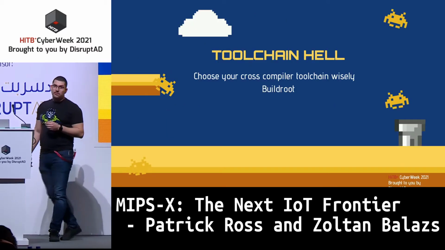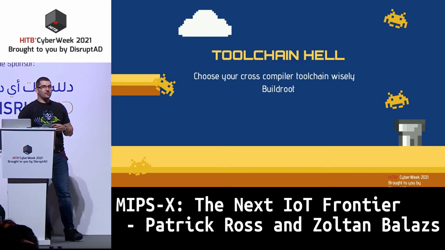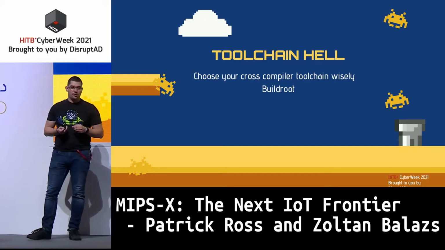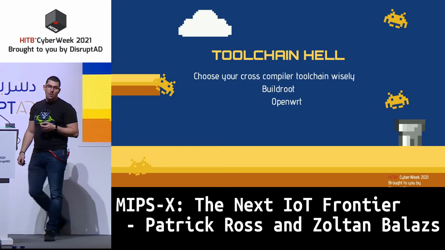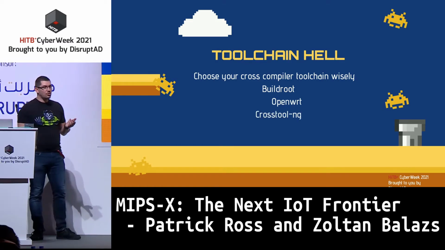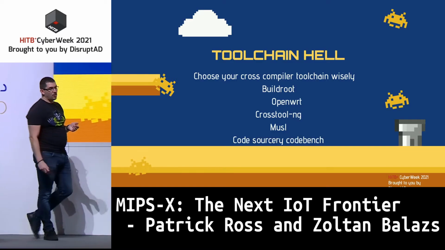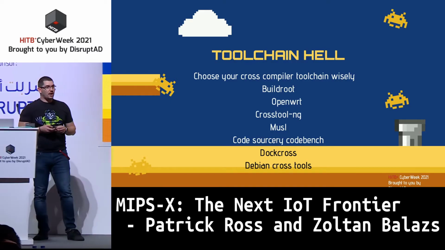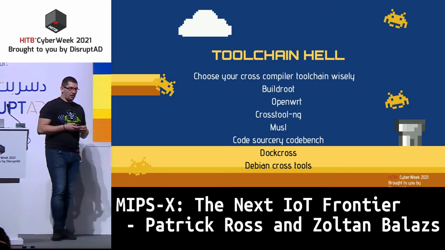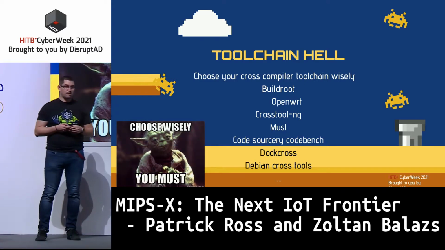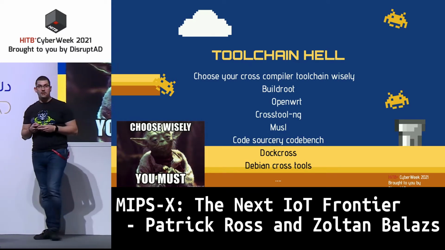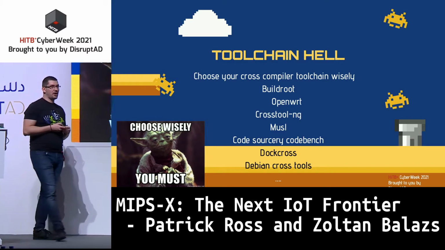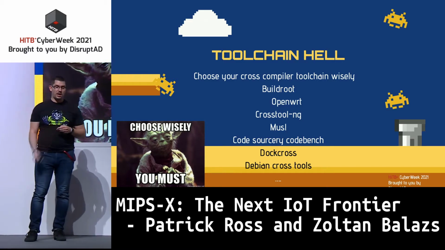So, as I mentioned, if you want to cross-compile stuff, you have a few different options for how you can do that. For example, there's Buildroot, as already mentioned, OpenWRT, which is based on Buildroot, CrossToolNG, Musl, Code Sourcery, CodeBench, Dockerized Debian CrossTools. I have tried all these different options, and what worked for us the best is that Buildroot is really good for building the host file system. But if you want to cross-compile static binaries, I recommend the Musl cross-compiler for that.